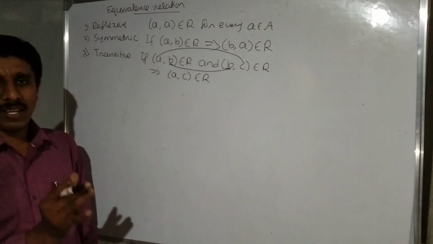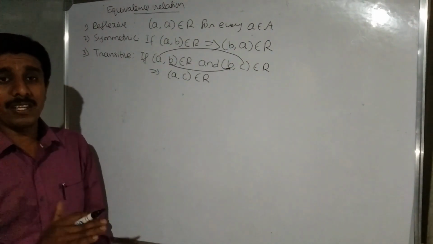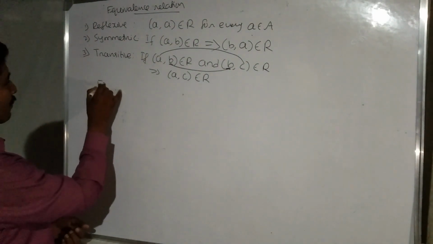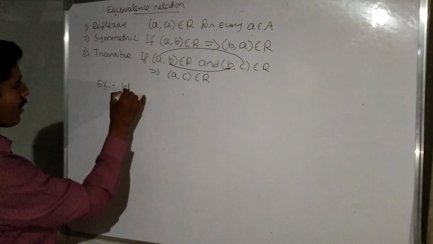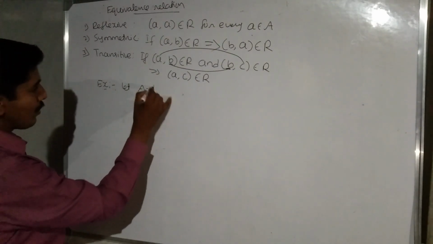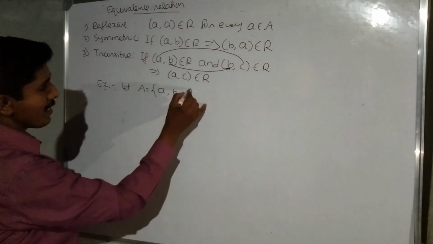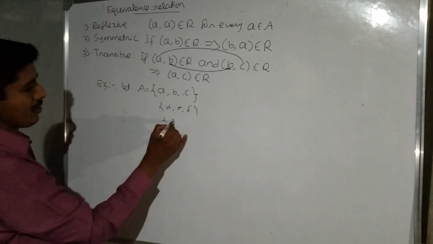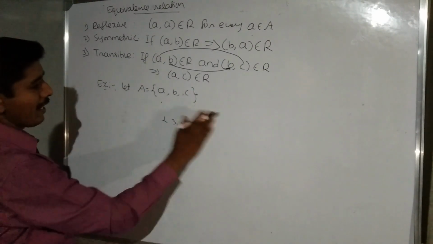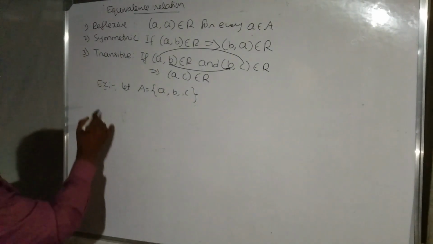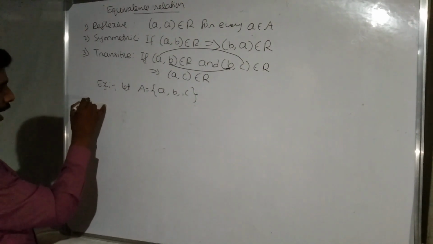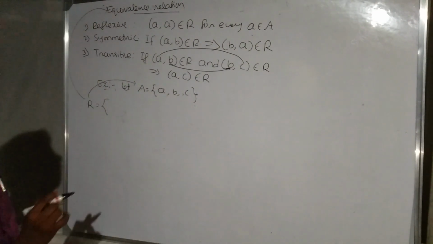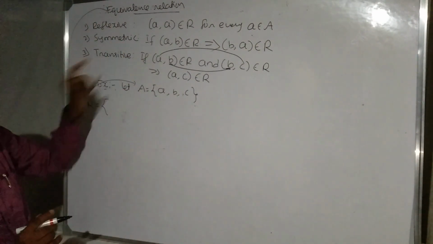In the last class we have seen one example of equivalence relation. Now we shall see some more examples of equivalence. Second example, let set A equal to A comma B comma C. Instead of A, B, C you can take D, F or you can take numbers 3, 4, 5. You will take any numbers or elements. Now I am defining relation R on non-empty set A. I am taking example for equivalence relation means it satisfies reflexive, symmetric, transitive.